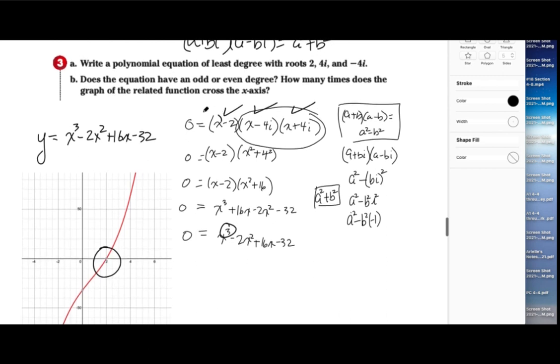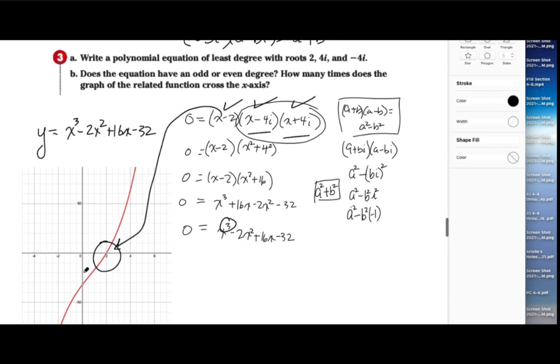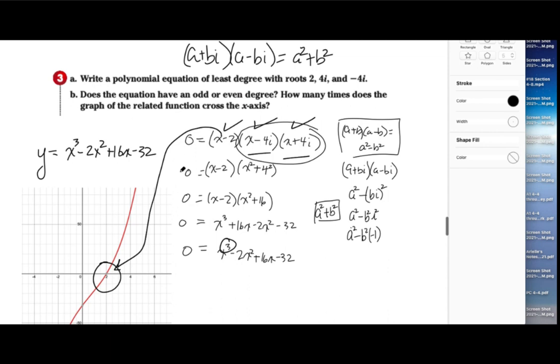Well, you remember we talked a little bit about that earlier. There's a real root, but these guys are imaginary. When we have imaginary roots, they do not represent true zeros in our function.